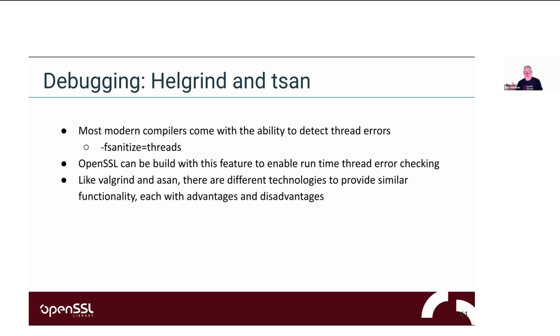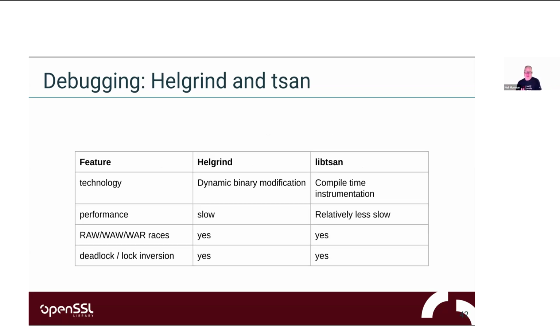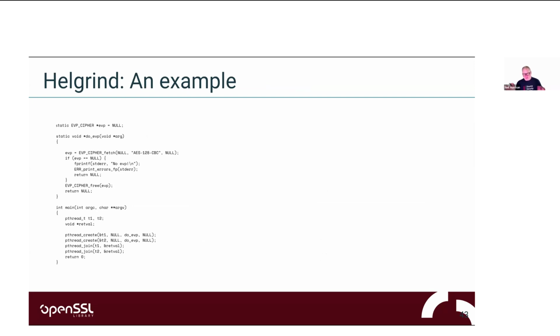And like Valgrind and ASAN, these are different technologies to provide similar functionalities, each with their own advantages and disadvantages. Helgrind is a sub-tool of the Valgrind suite. It does dynamic binary modification, and as such tends to be relatively slower than its compile time instrumentation counterpart, that is libtsan, which can be enabled with the -fsanitize=thread option. Both are functionally equivalent in terms of their feature set. They just discover read after write, write after write, and write after read races, as well as deadlock and lock inversion issues. Here's a quick example.